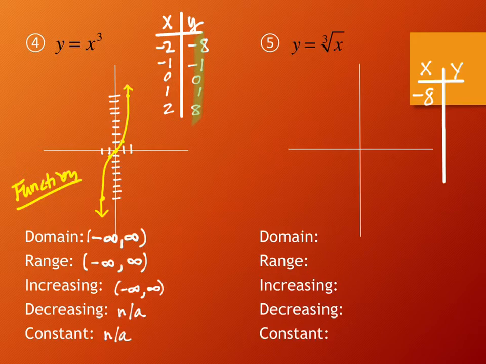What's the cube root of negative 8? Negative 2. What's the cube root of negative 1? Negative 1. What's the cube root of 0? 0. I'm just picking convenient values, and because I just did the previous problem, I know what those convenient values are right off the top of my head. The cube root of 1 is 1, and the cube root of 8 would be 2. So I'm going to plot these points on my graph.